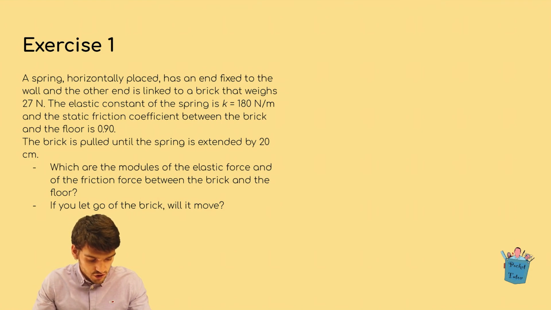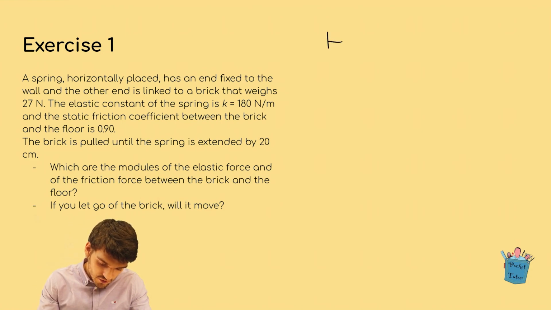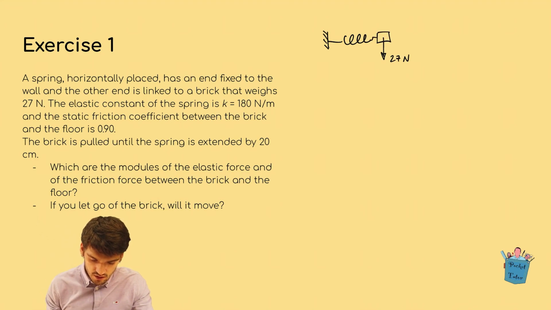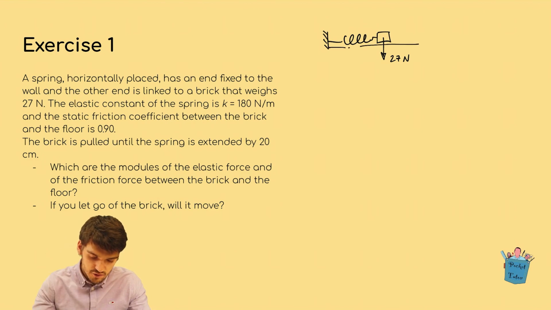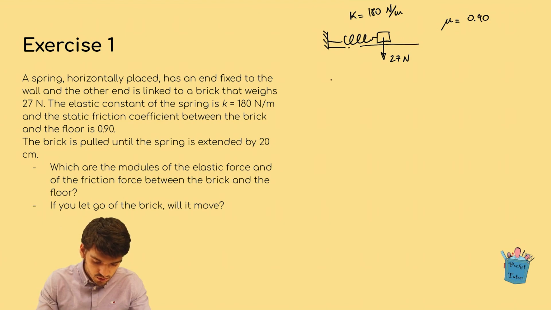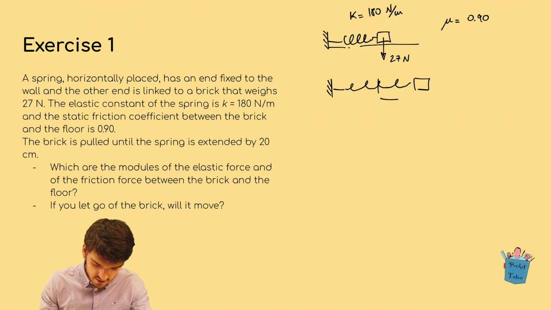So let's start drawing a picture. A spring is horizontally placed, and an end is fixed to the wall. The other end is linked to a brick. Its weight is 27 newtons, and this can be the floor. The spring constant K is equal to 180 Newton per meter, and the friction coefficient mu is equal to 0.90. The brick is pulled until the spring is elongated by 20 centimeters. This means that this distance is 20 centimeters.